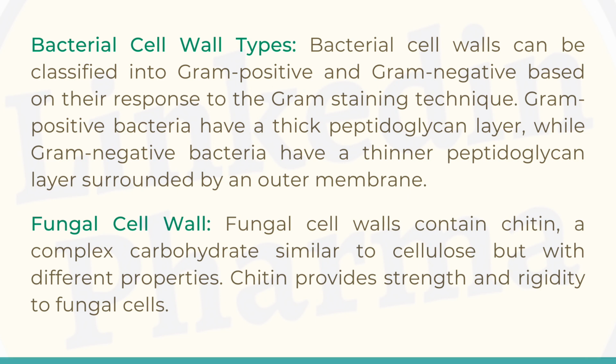Bacterial cell wall types: bacterial cell walls can be classified into gram-positive and gram-negative based on their response to the gram staining technique. Gram-positive bacteria have a thick peptidoglycan layer, while gram-negative bacteria have a thinner peptidoglycan layer surrounded by an outer membrane. Fungal cell wall: fungal cell walls contain chitin, a complex carbohydrate similar to cellulose but with different properties. Chitin provides strength and rigidity to fungal cells.